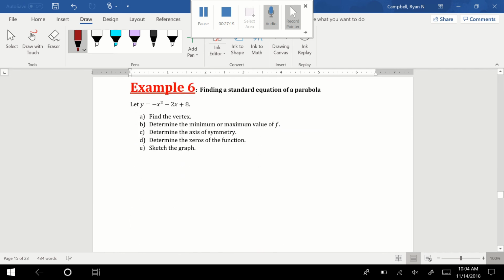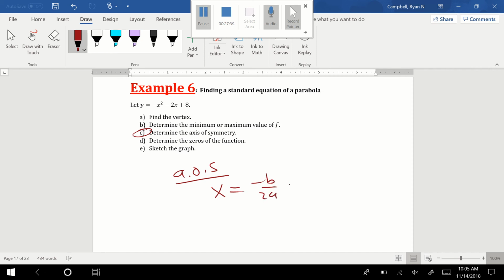All right, so let's look at this other one. Again, we've already done this problem, let's look at it a little differently. If we're not going to use standard form, if we're just going to do the regular way, the first thing we've got to do is find that axis of symmetry. So the axis of symmetry is x equals negative b over 2a. So negative 2 over 2 times negative 1, which is negative 1. So the axis of symmetry is x equals negative 1.